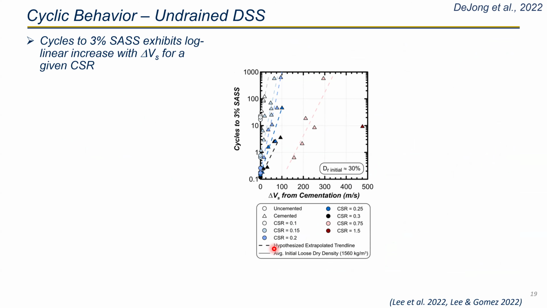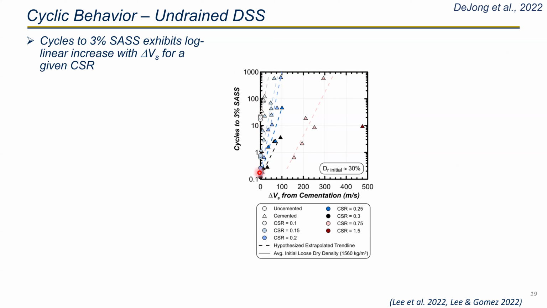And this is the compiled data for their test. For the side notes, the liquefaction triggering can be defined using either shear strain or excess pore pressure generation. But previous tests have shown that there is little difference between the criteria for the cemented sand. So they use shear strain as their criterion for the liquefaction triggering.